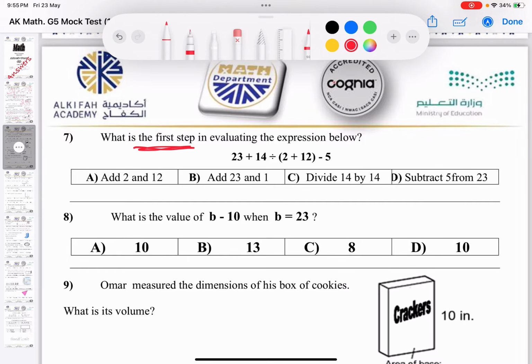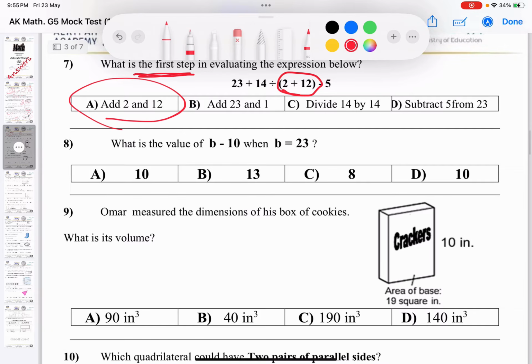Okay, so the first one, we start from the brackets, so we add 2 and 12. This is the first one. Okay, here, what is the value of b minus 10 when b equals 23? So we remove b and we put 23, so we have 23 minus 10, which will of course be 13.